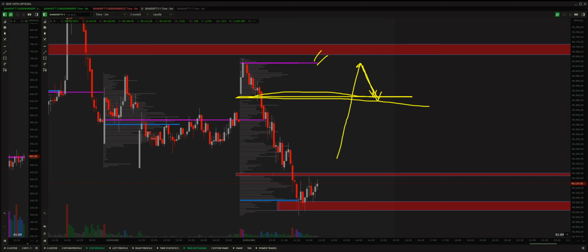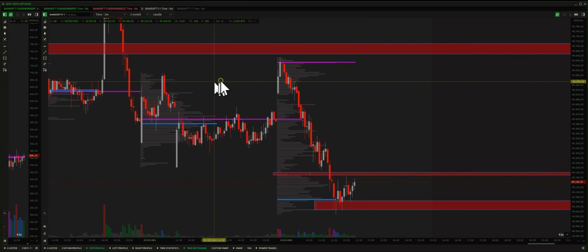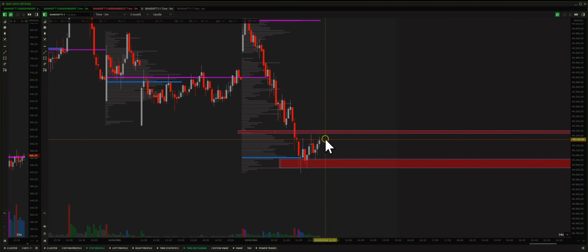Now the important part is to understand where this high volume node is. Okay, what do I mean by that? This high volume node caused something like this. This high volume node caused nothing, so I do not carry this high volume node. You see the next day it offered nothing. So be intelligent and smart about the volume nodes or the POCs that you carry forward. This is a good POC to carry forward because I can expect a rejection whenever the market moves up, and my target whenever I enter a short would be the next low volume node. Okay, so you can see we have touched that 145, and this is the place exactly.